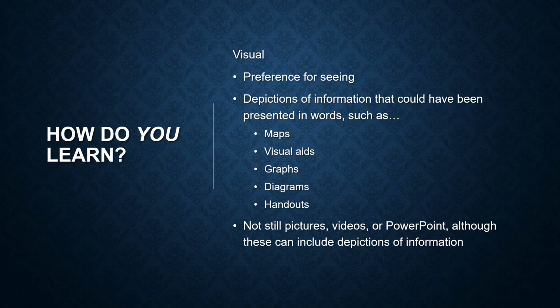The first learning style we're going to explore is that of the visual learner. This style tends to be the largest group. Visual learners have a preference for seeing new information rather than hearing. What works well with this kind of learner is depictions of information that could otherwise have been presented in words, such as maps, visual aids, graphs, diagrams, or handouts. It is not necessarily still pictures, videos, or PowerPoint slides if those slides tend to have text information like these, although these can include visual depictions of information.